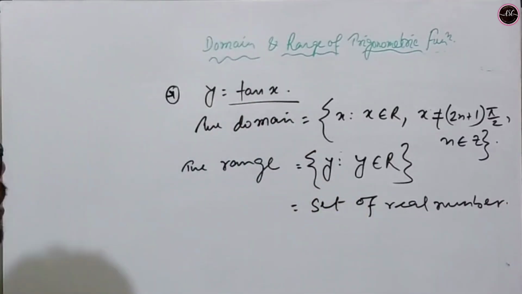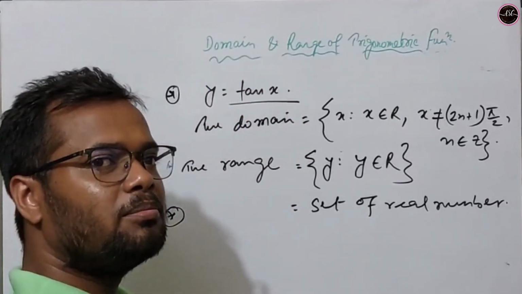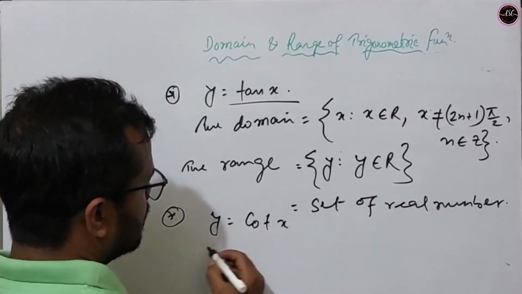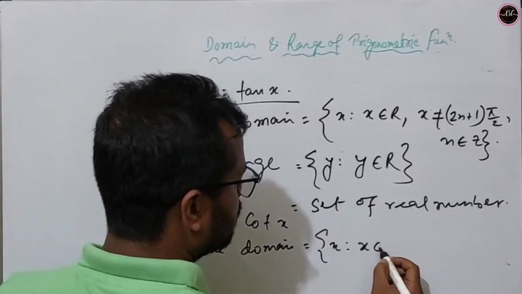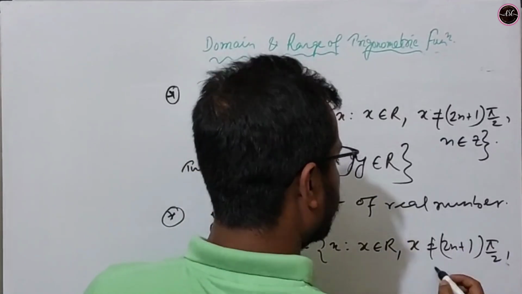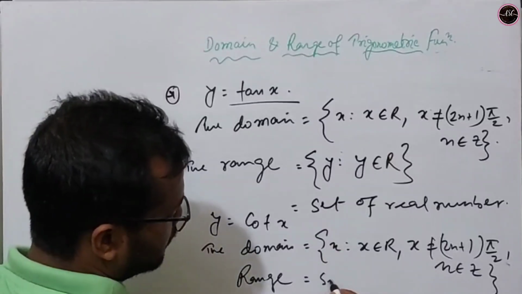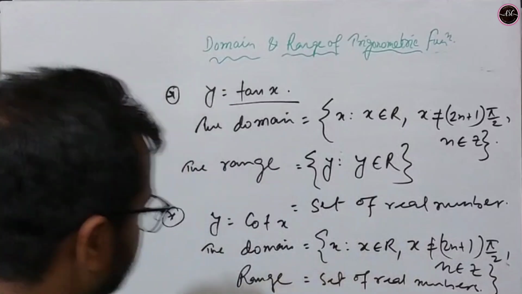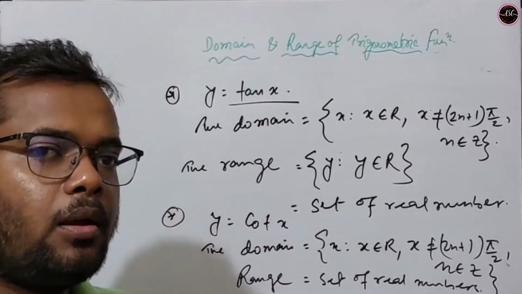Okay, clear? And similarly, y equal to cot x will be the same as tan x. So for y equal to cot x, the domain will be x such that x belongs to R and x not equal to (2n plus 1) times pi by 2, n belongs to Z, and the range will be the set of all real numbers. Clear? This is very important, so this should be remembered.